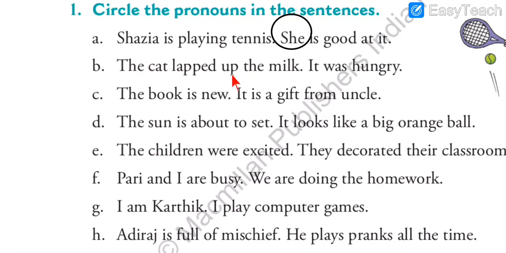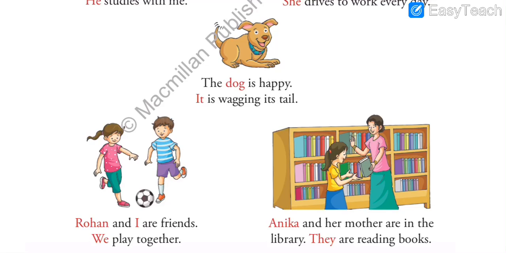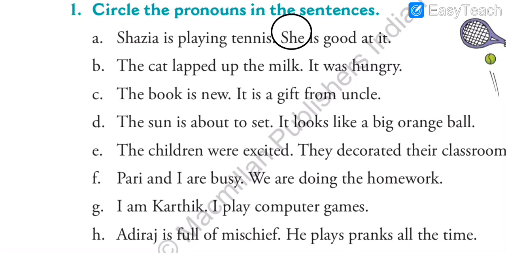The cat lapped up the milk. It was hungry. Like I said, if you remember the previous page, for the dog also "it" was used: it is wagging its tail, right? Because for an animal, generally the pronoun "it" is always used, neither he nor she. So here the cat lapped up the milk, means drank the milk, and it was hungry. Instead of cat, the second time in the second half, it is used, correct? So it is a pronoun here.